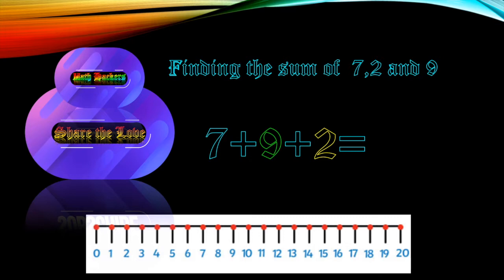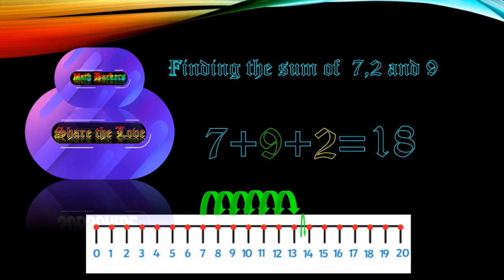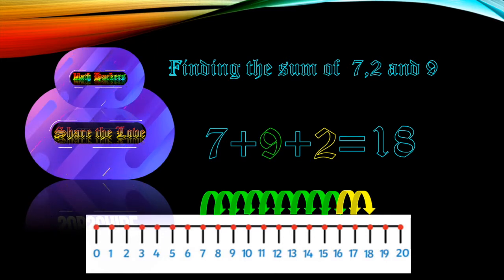Finding the sum of 7, 2 and 9 is basically just 7 plus 9 plus 2 equals 18. Start at 7, add however many steps you want, which in this case is 9, and again plus further steps as and when required. As in here, another 2 steps are required, giving us a grand total of 18.